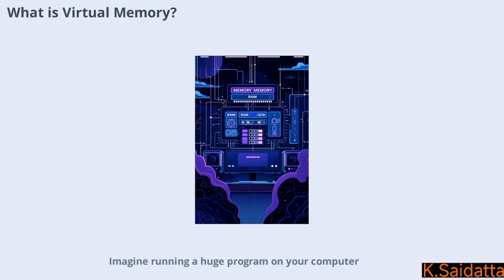Imagine running a huge program on your computer, but your RAM is nowhere near big enough to hold it all. That's where virtual memory steps in. Virtual memory creates the illusion of a much larger memory space by cleverly using your computer's secondary storage like your hard drive or SSD. This system separates logical memory, what programs see, from physical memory, which is your actual RAM. As a result, you can run large applications and multitask smoothly, even with limited RAM.